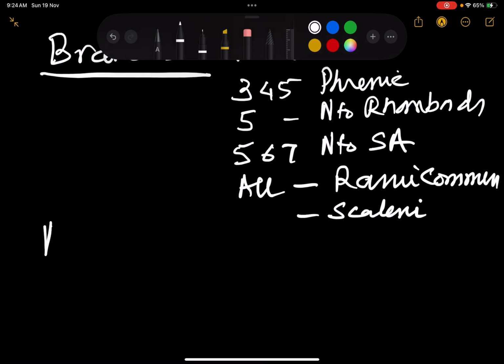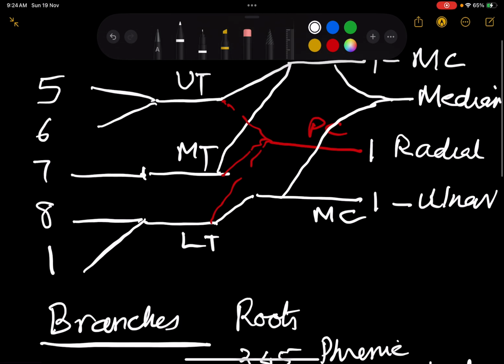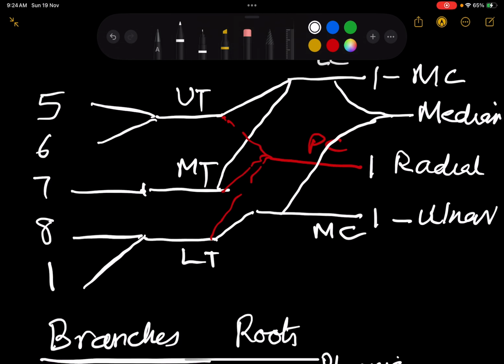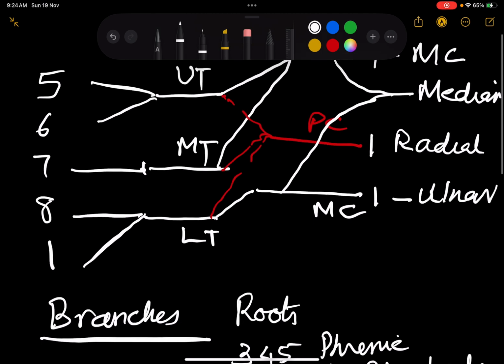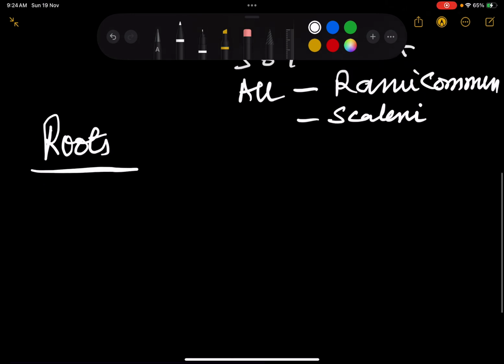From the roots, only from the upper trunk, you have the suprascapular nerve and the nerve to subclavius, and this junction of 5, 6 roots, anterior posterior division, suprascapular nerve and nerve to subclavius is called as Erb's point, responsible for Erb's palsy.